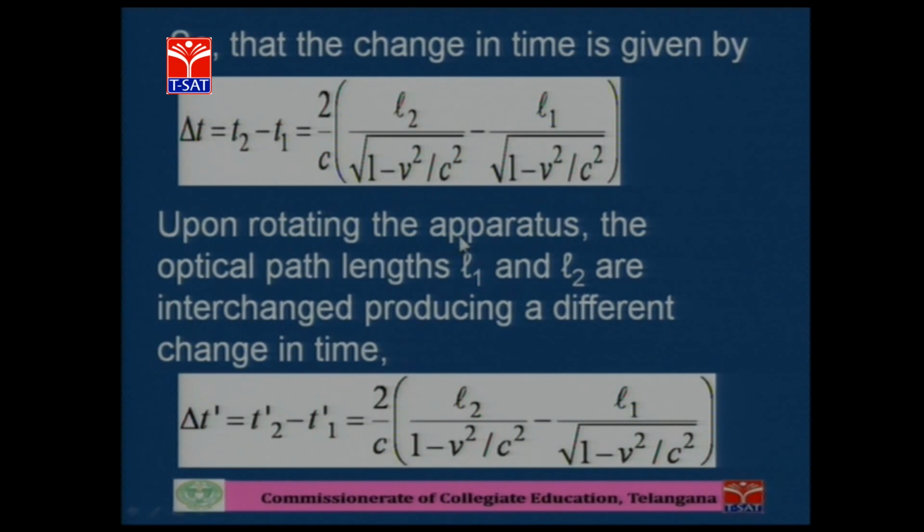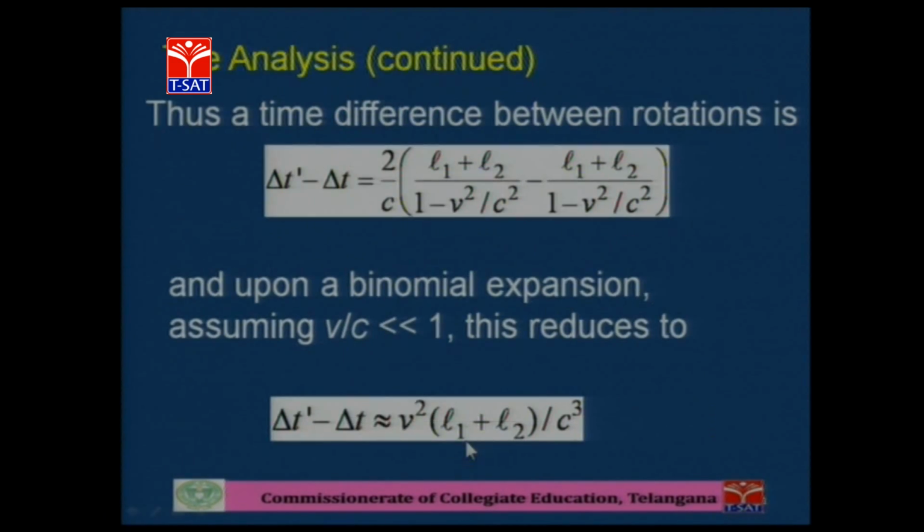Now upon rotating the apparatus, with the optical paths L1 and L2 rotated by 90 degrees, we get delta t dash equal to t2 dash minus t1 dash, as given here. Thus the time difference between the rotations is given by this. So delta t is approximately equal to v square into (L1 plus L2) by c cube, over 1 minus v square by c square. When we approximate it by binomial expansion, assuming v by c is much less than 1, the above equation reduces to this equation.